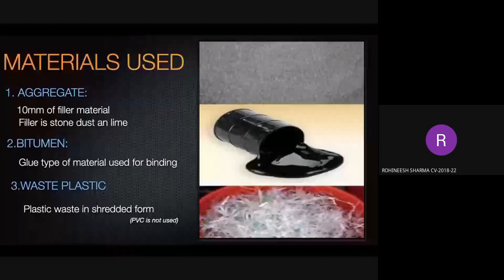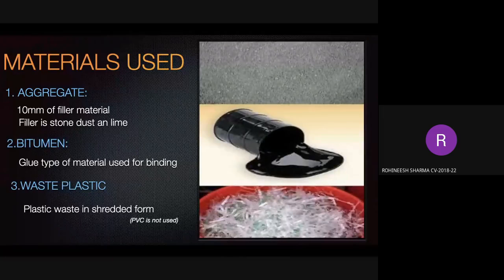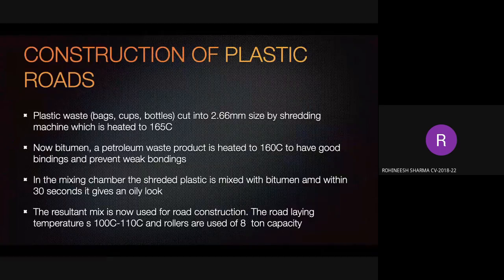So the construction of plastic roads. Plastic waste is cut into 2.66 mm size by a shredding machine, which is heated to 165 degrees Celsius. Now bitumen, a petroleum waste product, is heated to 160 degrees Celsius to have good binding and prevent weak bonds.